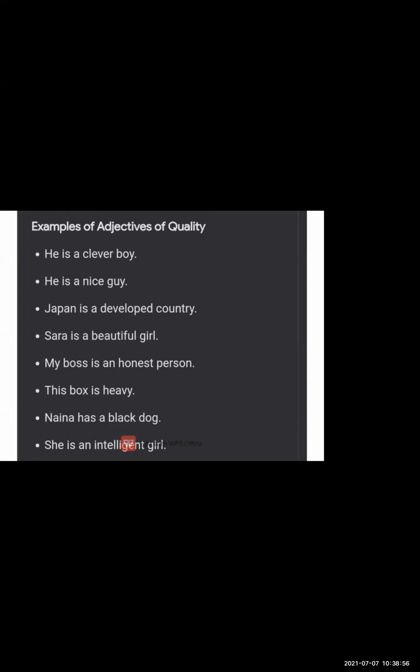Now next student. Next is Aditya Tiwari. I'll unmute you.